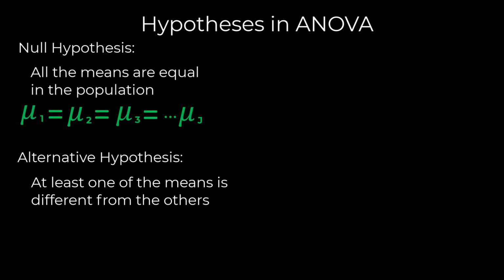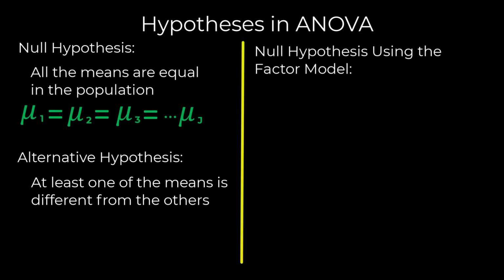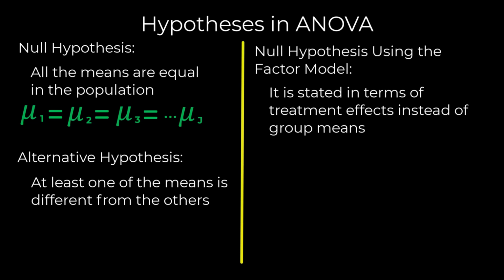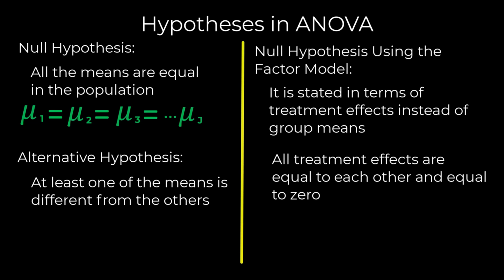There is another equivalent way to state this hypothesis using the terminology of the factor model of individual scores that we covered in a previous video on that topic. This alternative formulation of the null hypothesis is stated in terms of treatment effects instead of group means. As a reminder, the definition of a treatment effect for a group is the difference between the group mean and the grand mean. The null hypothesis stated in terms of treatment effects is that all treatment effects are equal to each other and are equal to 0.